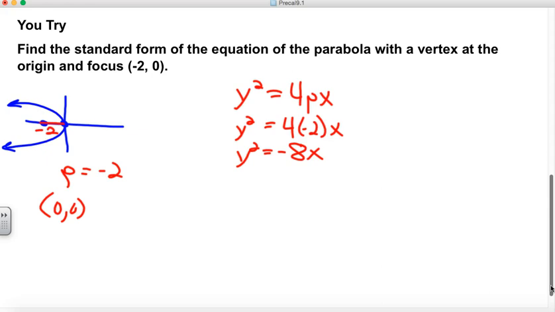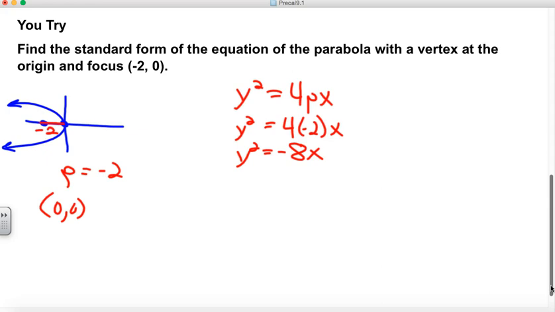And it's going to be -2 because obviously -2, 0 is 2 units away from the vertex, which is at the origin. So p is -2 right here because it went left. If it was a parabola opening to the right, then it would be +2. If the focus is out there at 2, 0, it would be +2. So I just take p, -2, and plug it into the shorter equation for a horizontal parabola, which was y squared equals 4px. And when I plug in -2, I get y squared equals -8x.